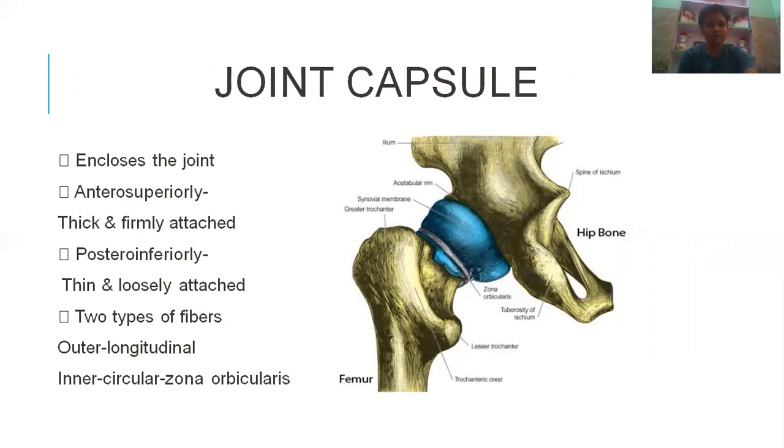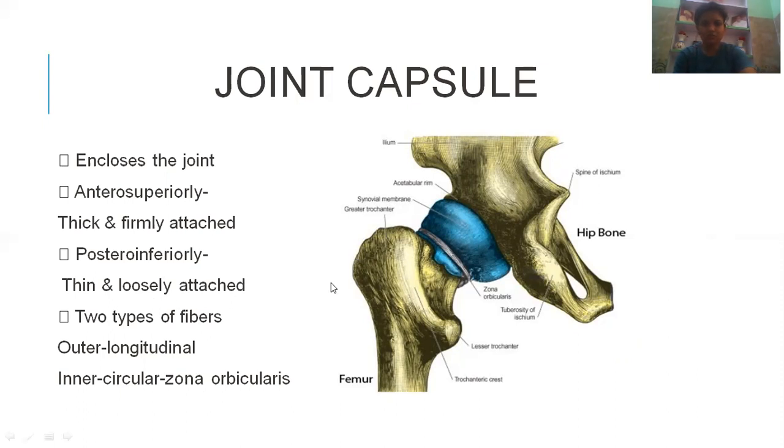Anterosuperiorly, it is thick and firmly attached. When we see the hip joint anterosuperiorly, it is thick and firmly attached. But when we see the hip joint posteroinferiorly, it is thin and loosely attached.